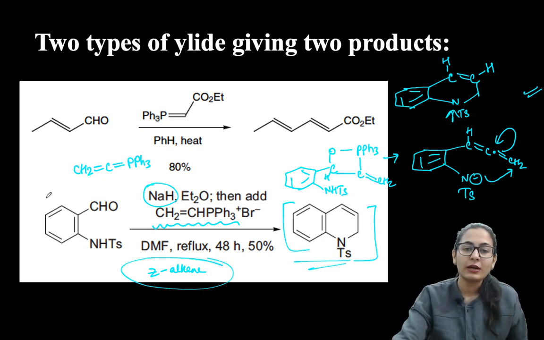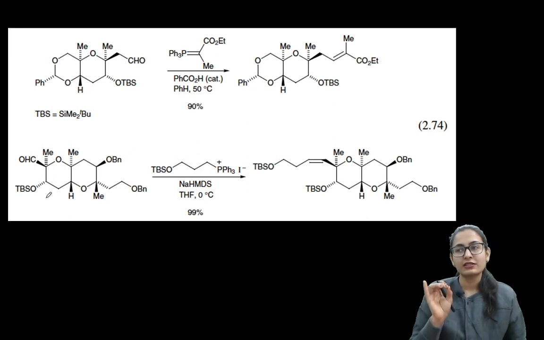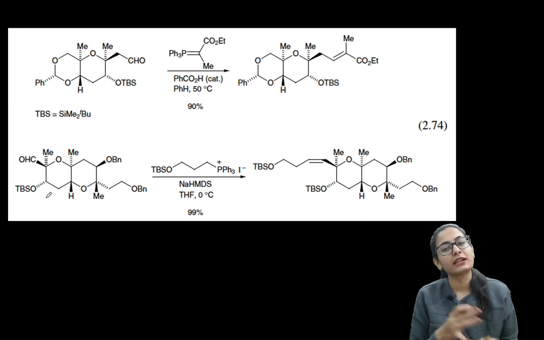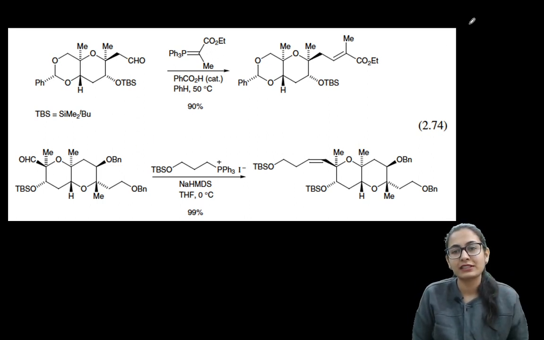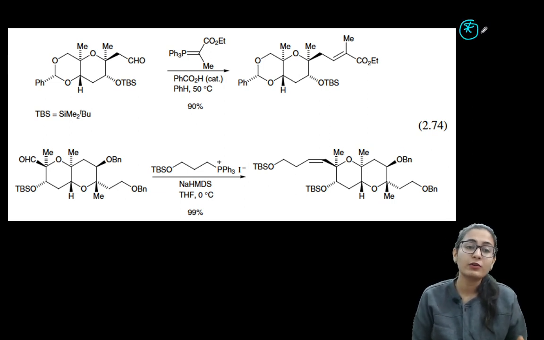So this was all about the Wittig reaction. That is, when you have a stable ylide, you get the E alkene. When you have an unstabilized ylide, you get the Z alkene. Let's see two more examples on these. So these examples are from Clayden. If you want, you can check it out. Very, very important ones. Let's see them quickly.